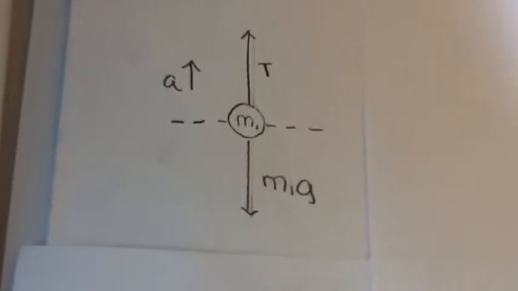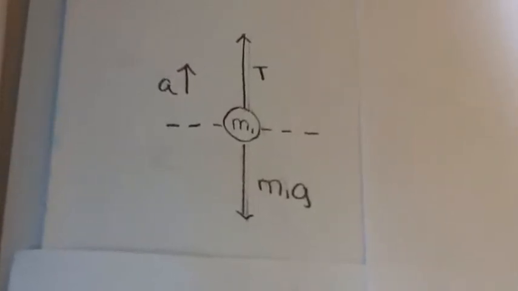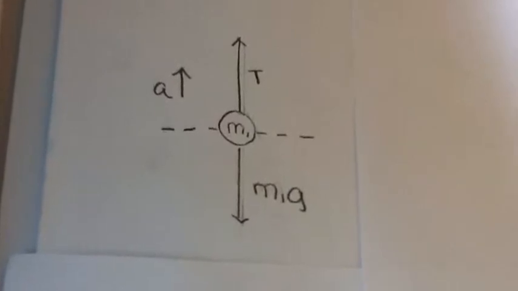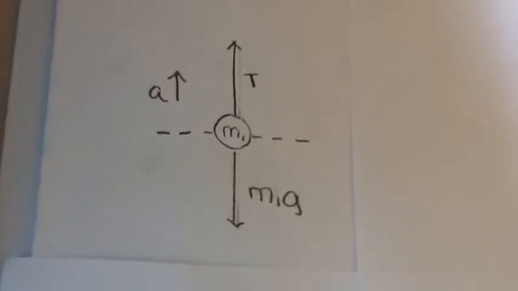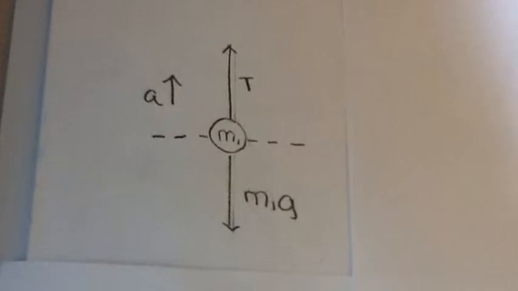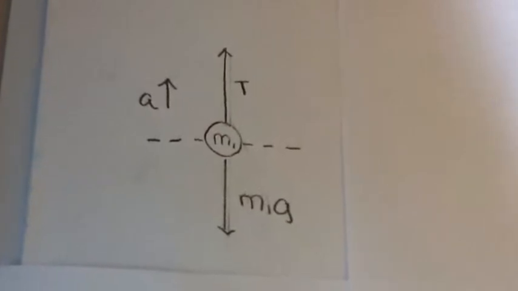The circular object, m1, has gravity acting on it downward, denoted as m1g, and tension acting on it upwards, denoted as t. Its acceleration due to the pulley is upward.